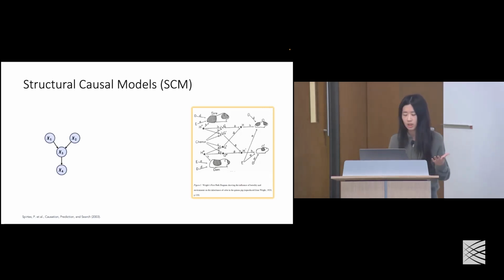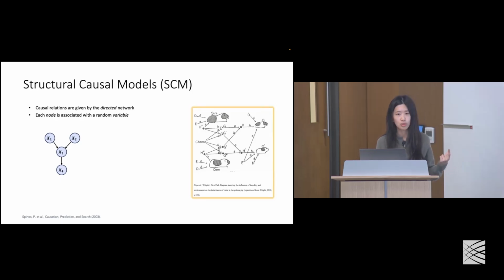I'll be using this 4-node diagram to illustrate my example. So when you see structural causal model, it's usually always associated with a directed network that looks like this. In this directed network, the causal relations are given by the direction of this network. What I mean by this is that each node of this directed network will be associated to a random variable. For example, there are 4 nodes here, so there are 4 random variables in this structural causal model. And then the edges entail the causal relationship between these random variables, in the sense that each random variable will depend on its parents in the directed network, and also some exogenous noise that's specific to this endogenous variable. And usually the exogenous noise variables are assumed to be independent.